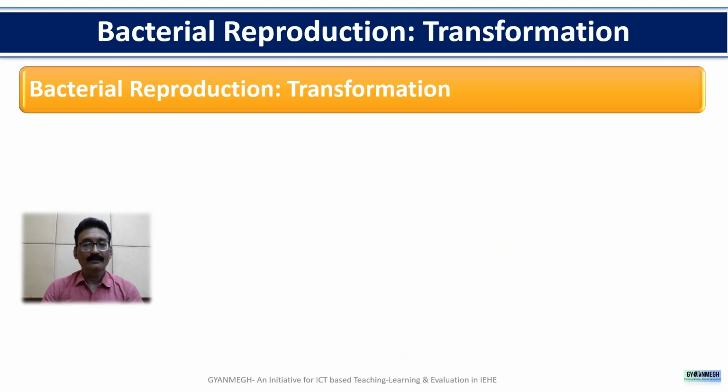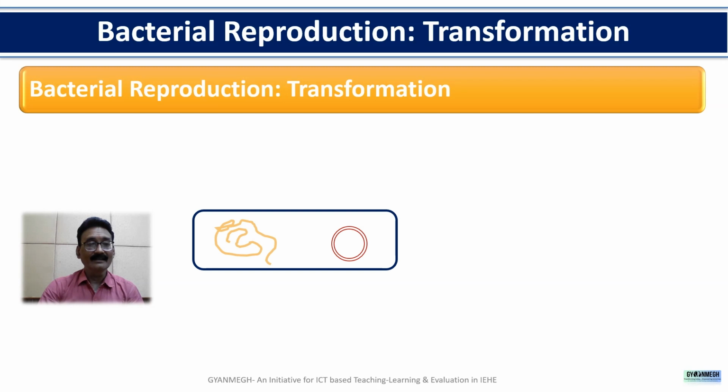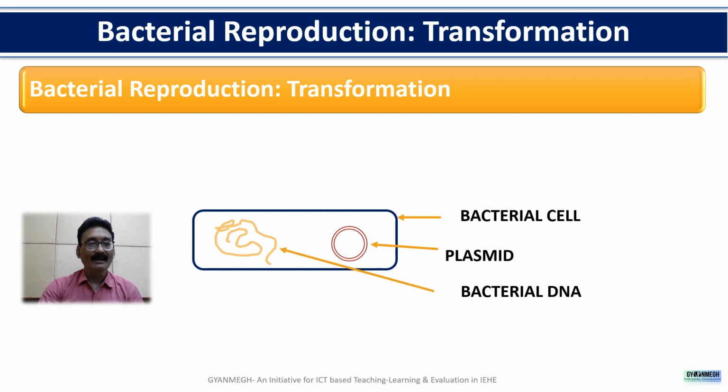Now come to the process of transformation. When the recipient cells of the bacterium are grown in the presence of killed donor cells, the change is observed. Here you can see the cell of the bacteria having circular DNA as plasmid, and normal irregular bacterial DNA. The first step is that the bacterium becomes competent to take up foreign DNA. This process is known as competence.